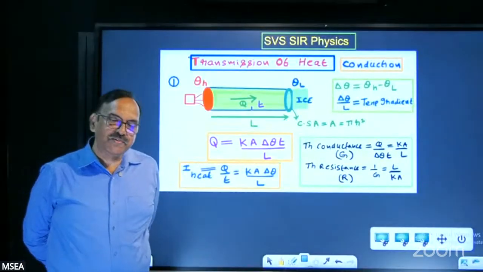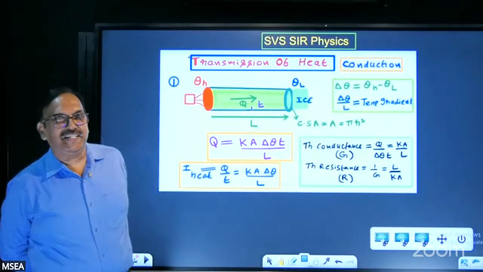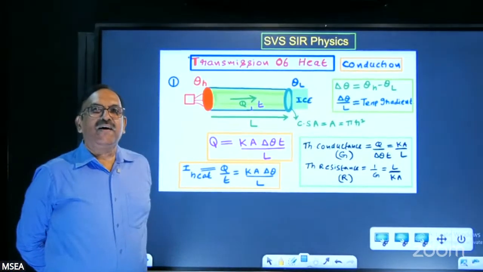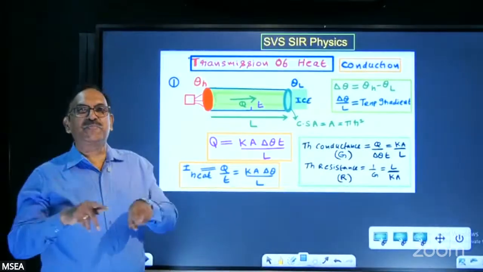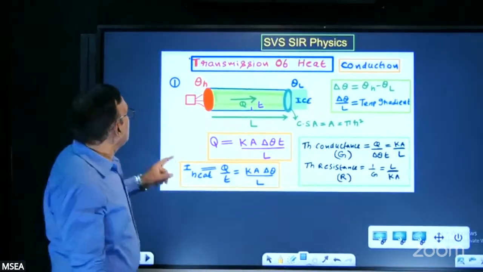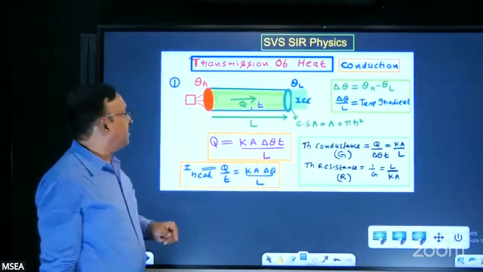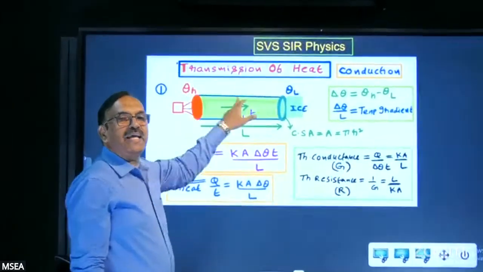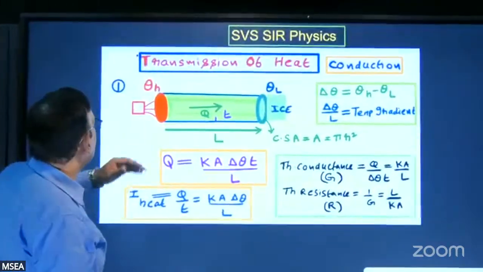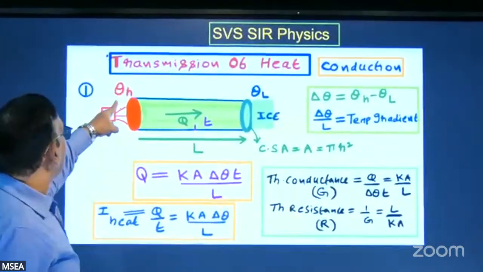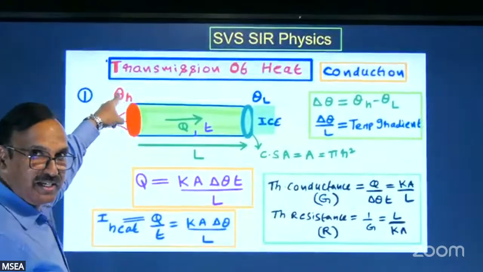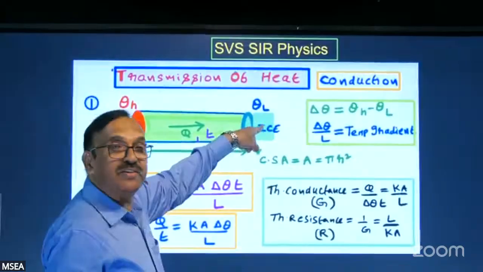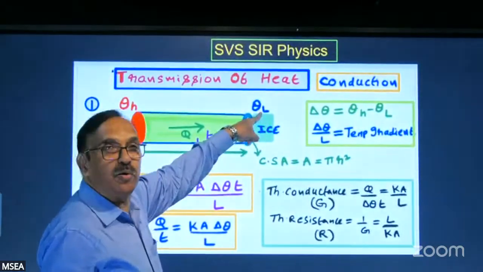The first topic we are going to start with is transmission of heat. Almost 2-3 formulas only are there as far as the fundamentals of transmission of heat are concerned. Under the heading of conduction, suppose this is an iron rod, any metallic rod, which is a good conductor. One end of the conductor is maintained at a higher temperature, theta H. Theta H stands for higher temperature. The other end is kept at a lower temperature, for example, kept in ice, at theta low.